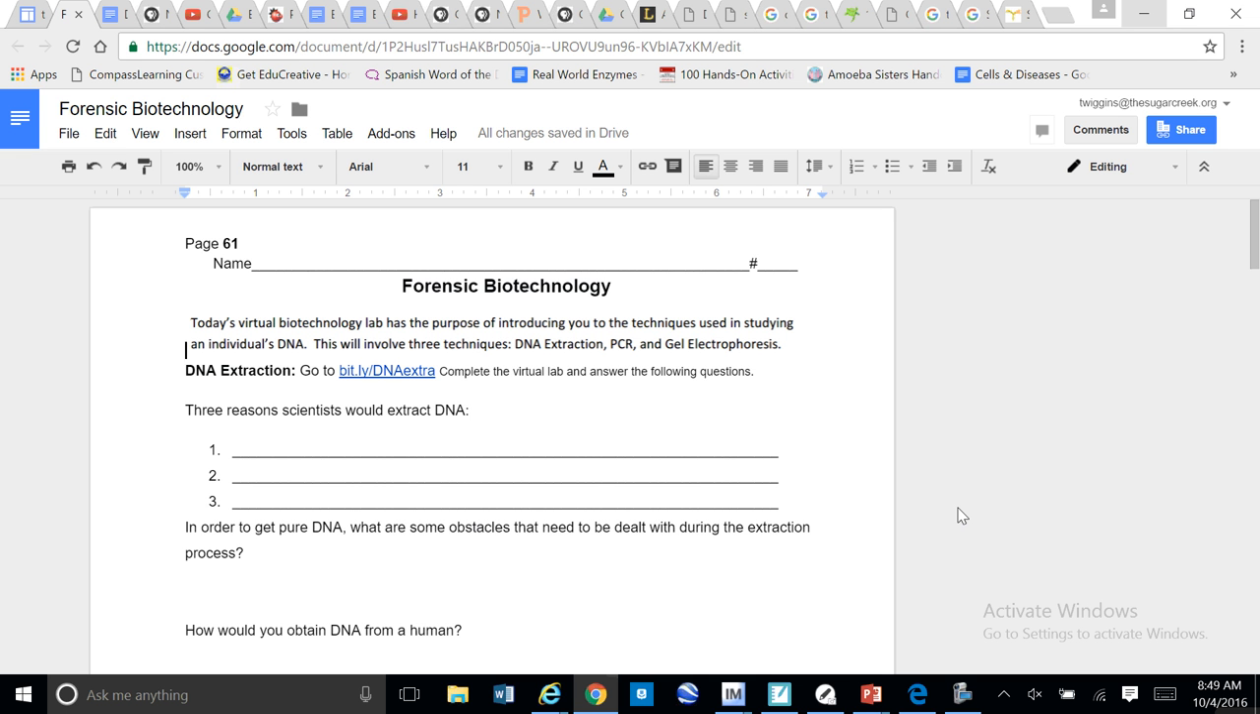Give me three reasons scientists would like to extract DNA. Victoria, give me one. Genetic testing. Give me another one, Brandon. Analysis of forensic evidence. What types of things would be forensic evidence? Think about yesterday, our case we went through yesterday. Blood, hair, saliva, bodily fluids. What's the third reason why scientists would like to extract some DNA?